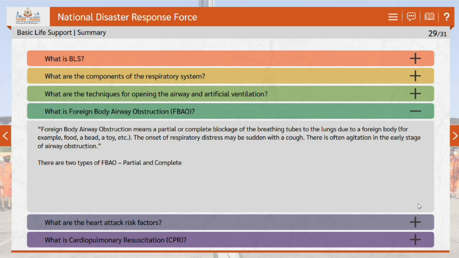Foreign body airway obstruction means a partial or complete blockage of the breathing tubes to the lungs due to a foreign body, for example, food, a bead, a toy, etc. The onset of respiratory distress may be sudden with a cough. There is often agitation in the early stage of airway obstruction. There are 2 types of FBAO, partial and complete.